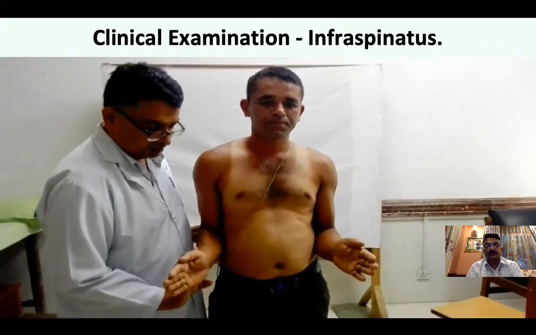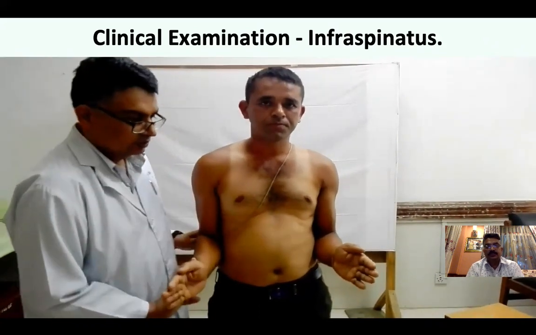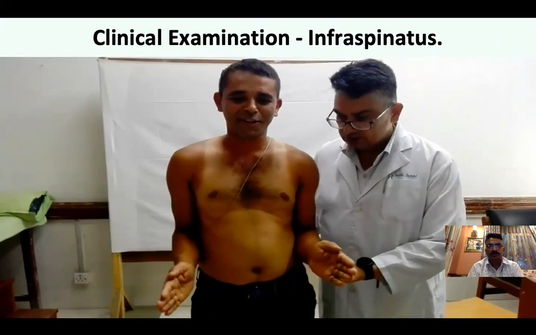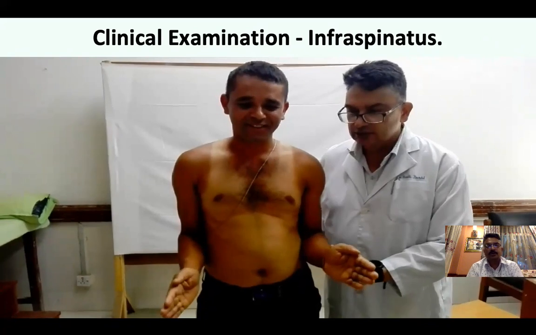So coming to the infraspinatus, as Sushil was also saying, it does external rotation in adduction. So you do external rotation in adduction and check the power. You can do one by one, or you can go to one side first and then come to the other involved shoulder second. So check the power on the normal side, then check the power on the pathological side. This is the checking of the power.